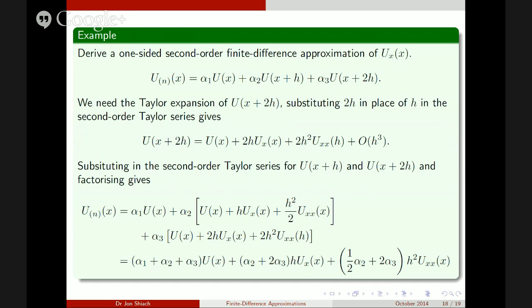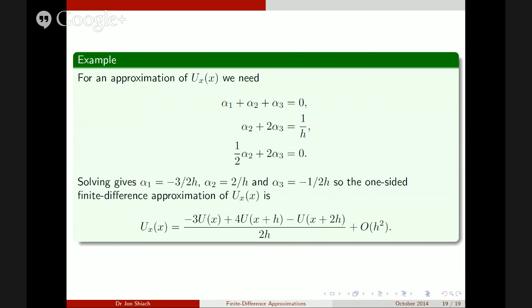So if I substitute those in and factorize as I have been doing, it's exactly the same, but I just come up with different coefficients here and here. So plug in the Taylor series, factorize. This is the system you come up with. We have to solve this system for alpha 1, alpha 2, and alpha 3. And if you do that, you'll get these coefficients.